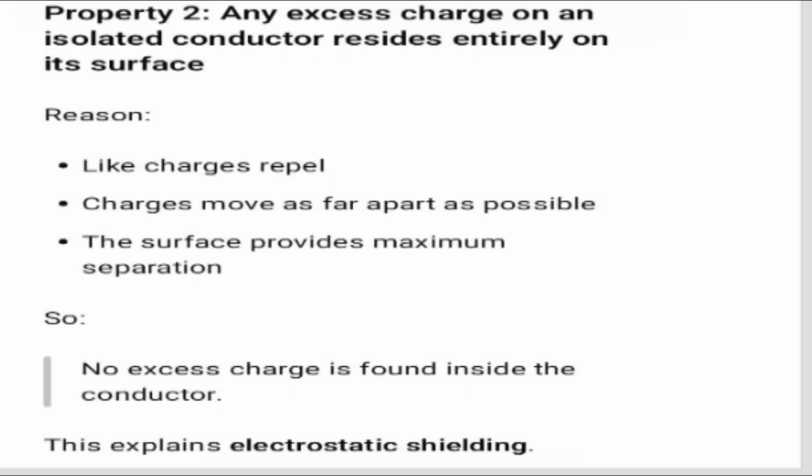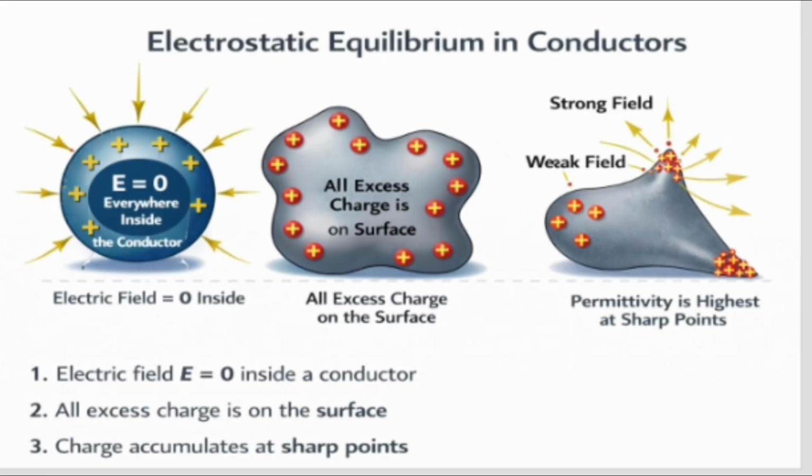Try to see this diagram. All these are positive charges, so they'll try to move apart, because they are repelling. Also, no excess charge is found inside the conductor. This explains electrostatic shielding. So that's all about the second property.